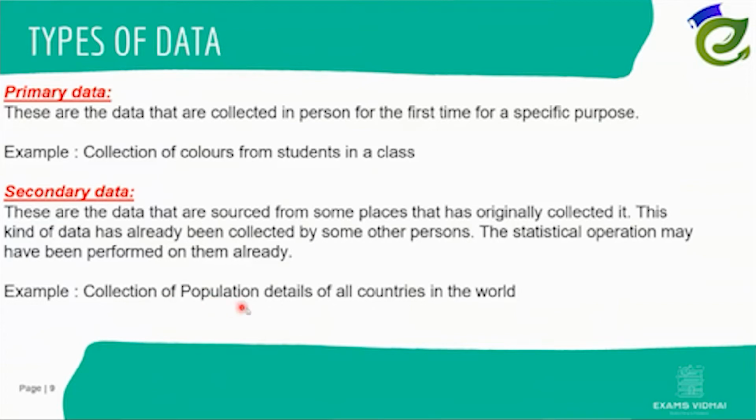Example, collection of population details of all countries in the world. So the collection of population details of all countries in the world comes when you add all the individual populations of each country. The individual population of each country is done by the country itself. So it is called secondary data.